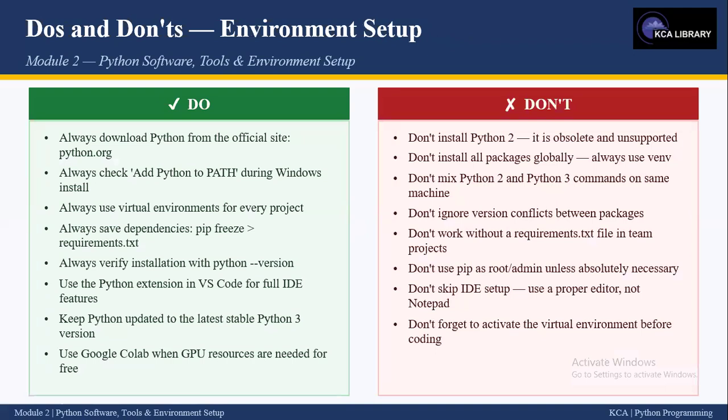Do's and don'ts. Environment setup. When setting up, always prioritize the official python.org site and use a virtual environment for every project. It is also essential to keep your Python version updated. Conversely, you must avoid the obsolete Python 2. Never install all your packages globally, and don't skip the setup of a proper code editor. This habit will save you significant troubleshooting time in the future.